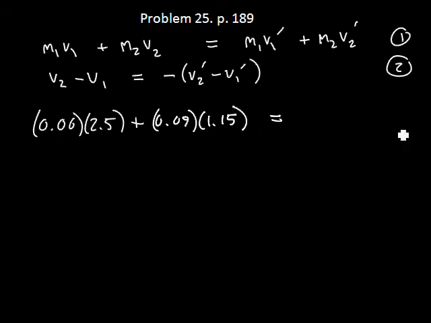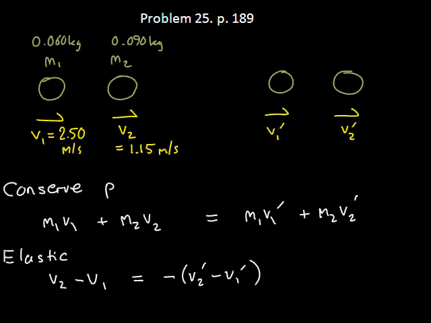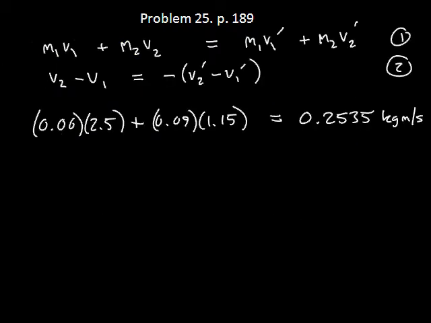So I can evaluate that as 0.2535 kilograms meters per second, and I can also evaluate the difference in those two velocities. v2 minus v1 is 1.15 minus 2.5, and that's equal to minus 1.35 meters per second.